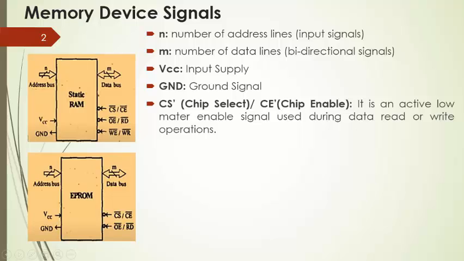So suppose the processor wants to read the data from the IC, or suppose the processor wants to store some data in the memory. At that time the chip enable signal must be available, that is active low.